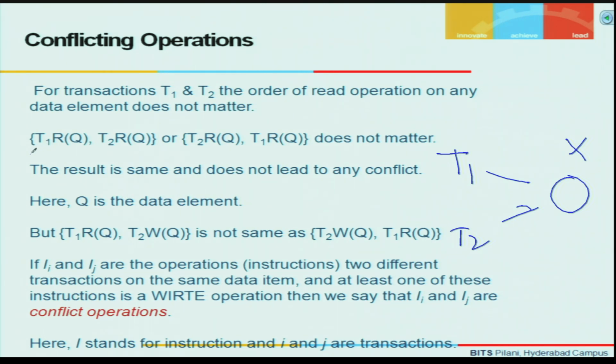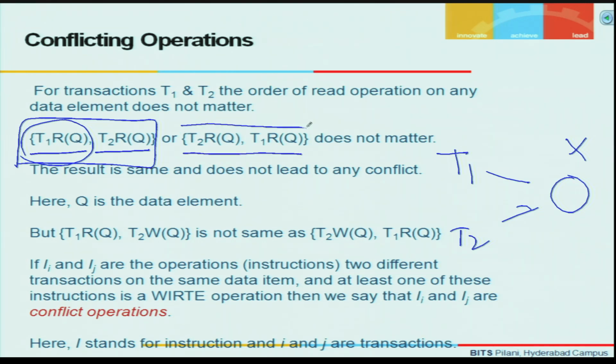T1 is reading the data item Q. This is how we should read this: T1, that is transaction 1, reading the data item Q, and T2 reading the data item Q. There is no problem. If you consider this pair of operations by two different transactions T1 and T2, it will not create any problem. Similarly, T2 reading the data item Q and then T1 reading the data item Q will also not create any problem, because both of these operations involve the same data item, and at the same time both of them are only read operations. The result is the same and does not lead to any conflict.